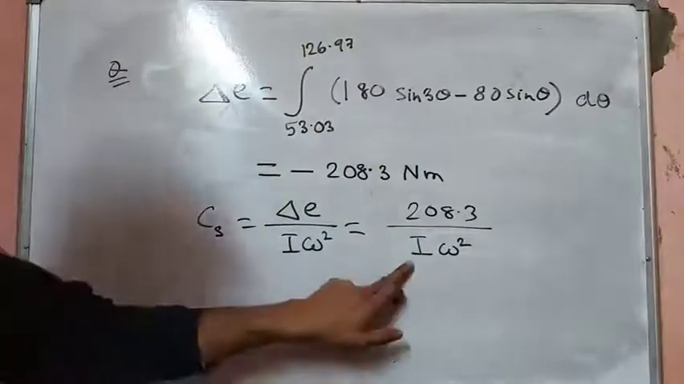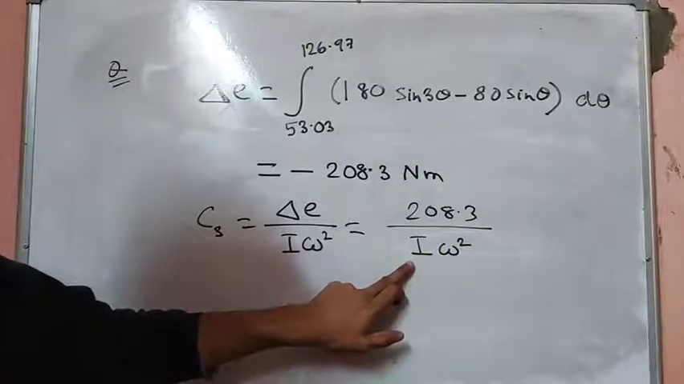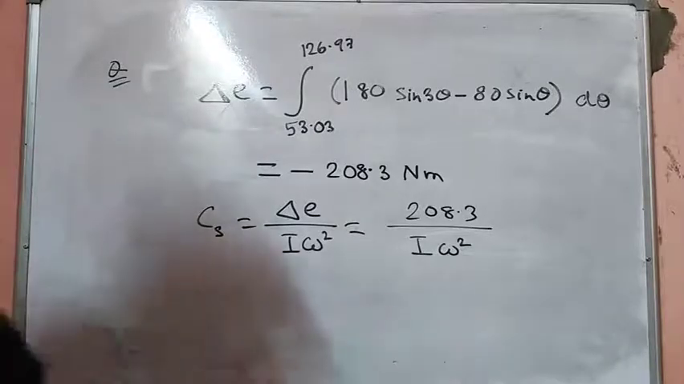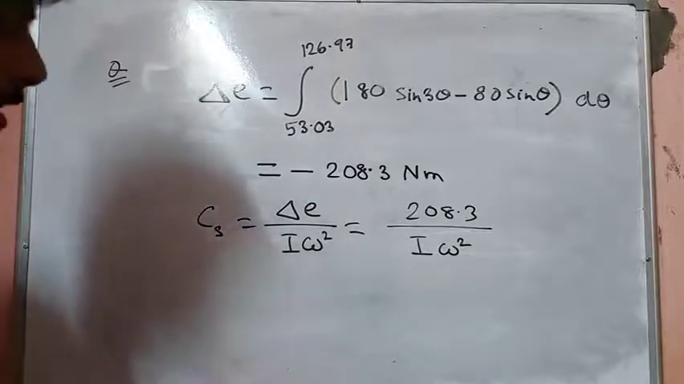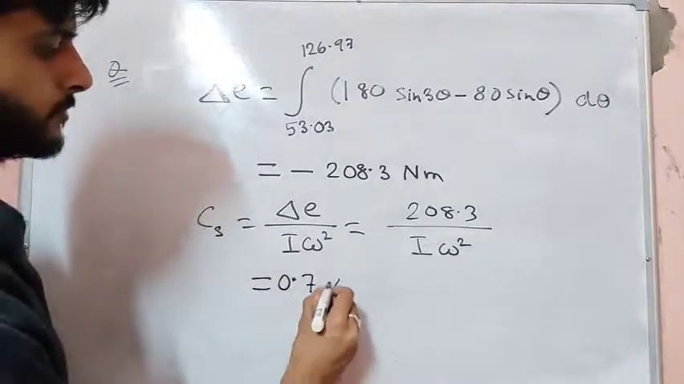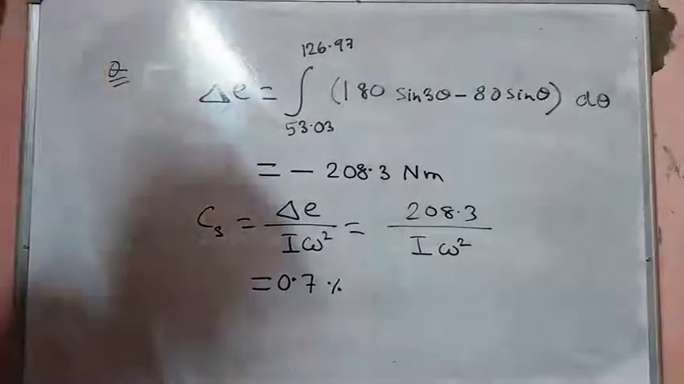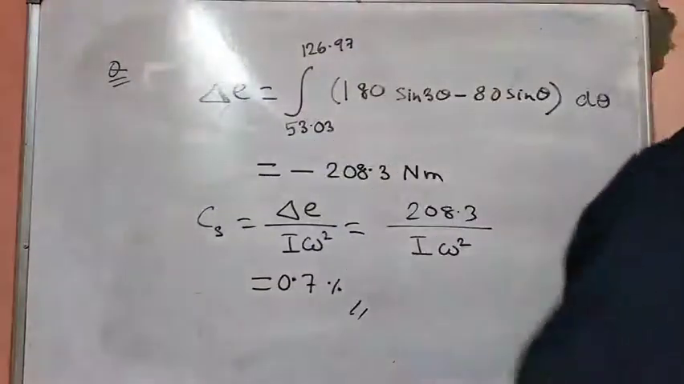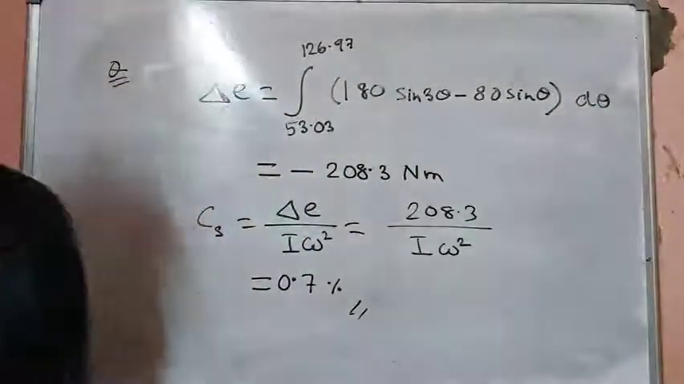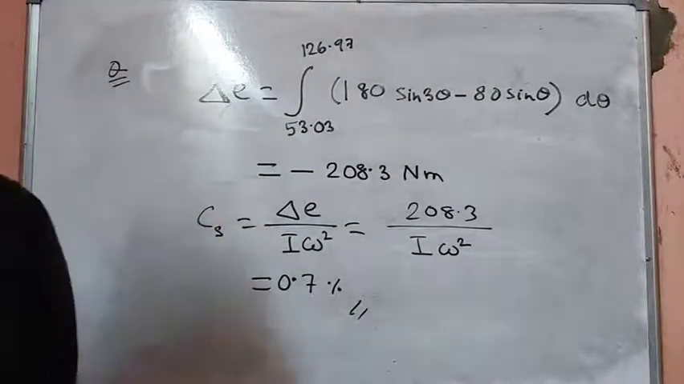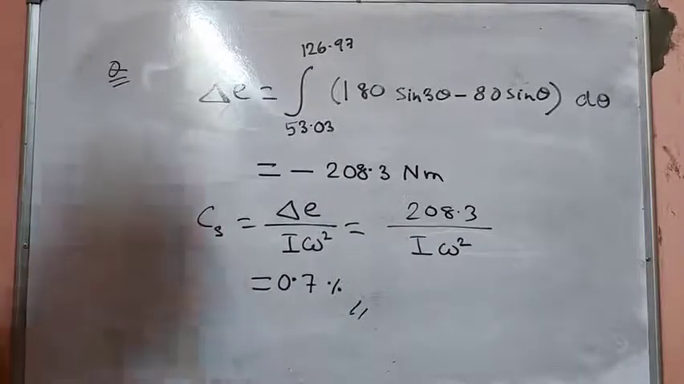The radius of gyration is given. Mass is given. So I is mk square. Omega will be substituted in terms of radians per second. Fine. So we will get the coefficient of fluctuation of speed as 0.7%. Okay, so this is the answer to the problem.